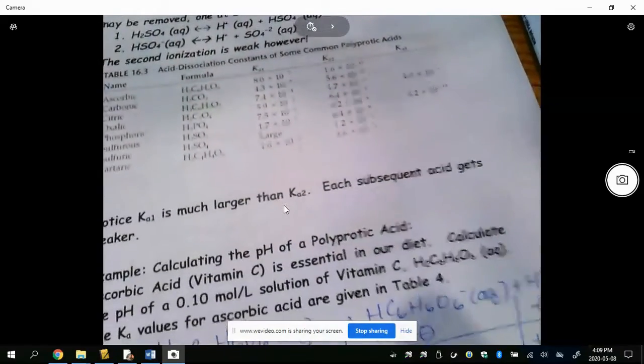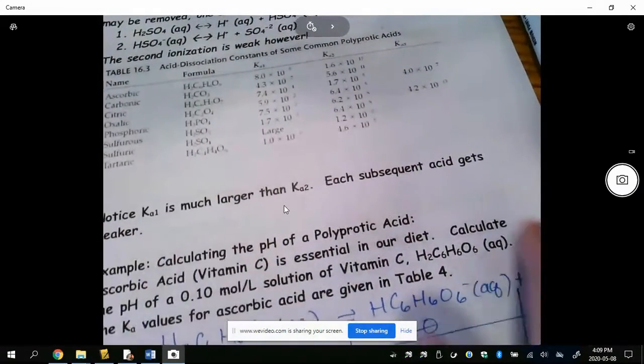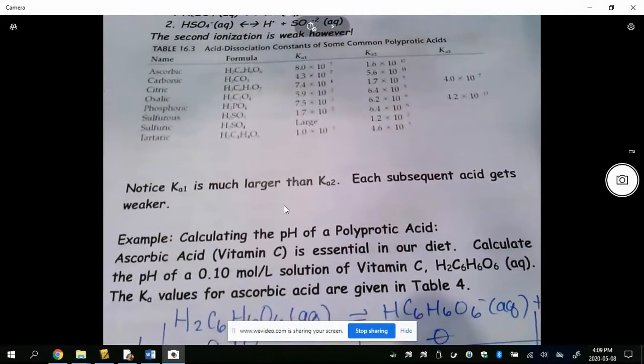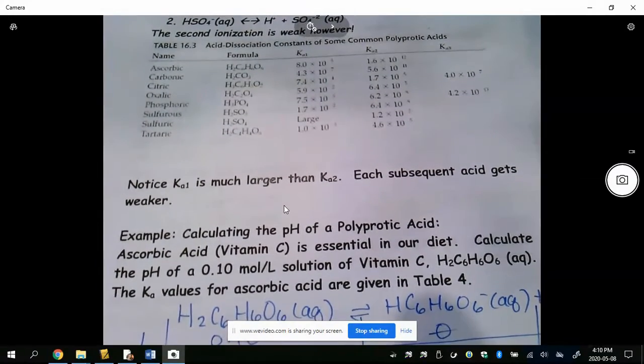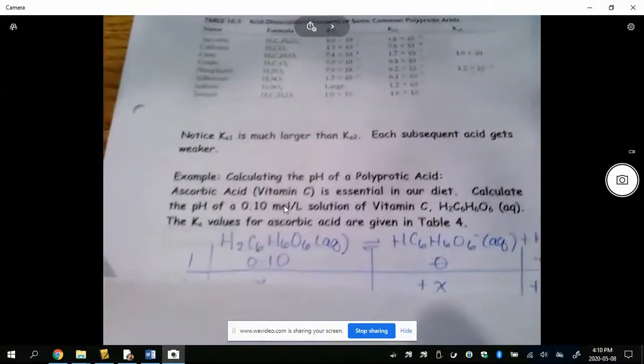Okay, so that's what it says here. Notice Ka1 is much larger than Ka2. Each subsequent acid gets weaker. So let's do an example together: calculating the pH of a polyprotic acid.